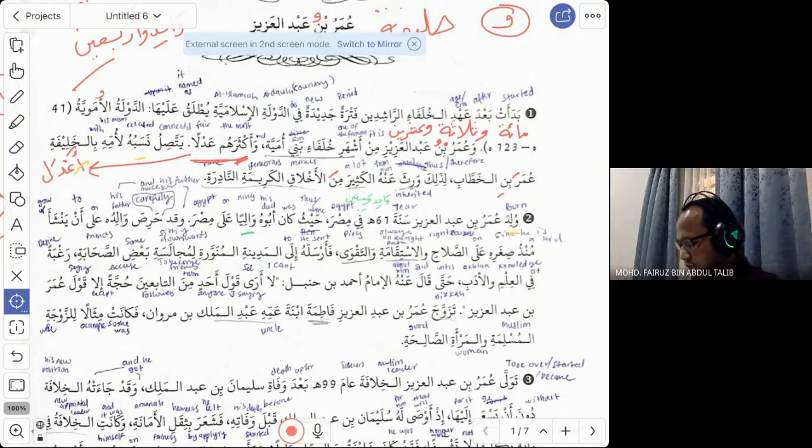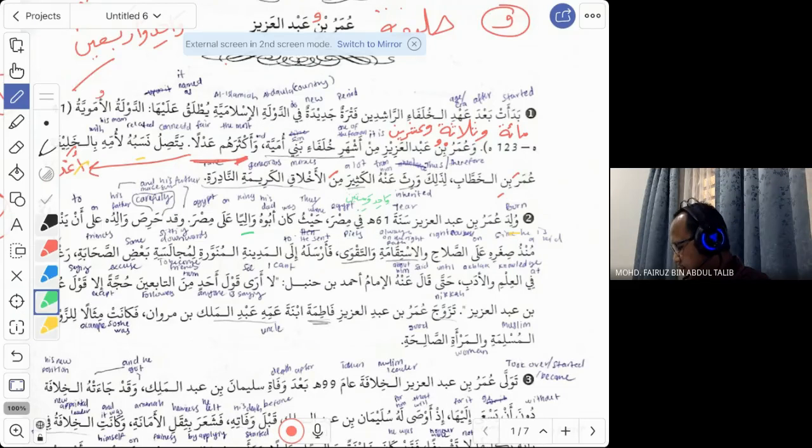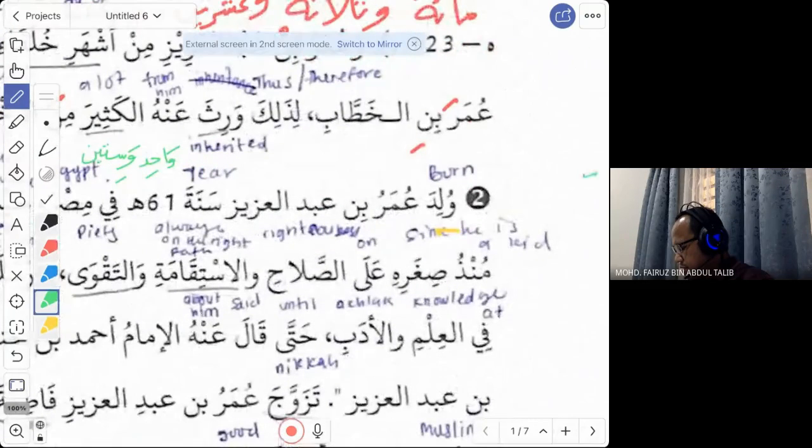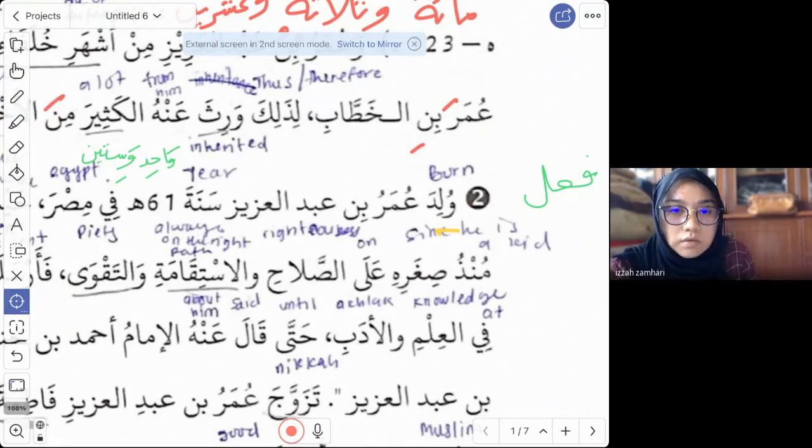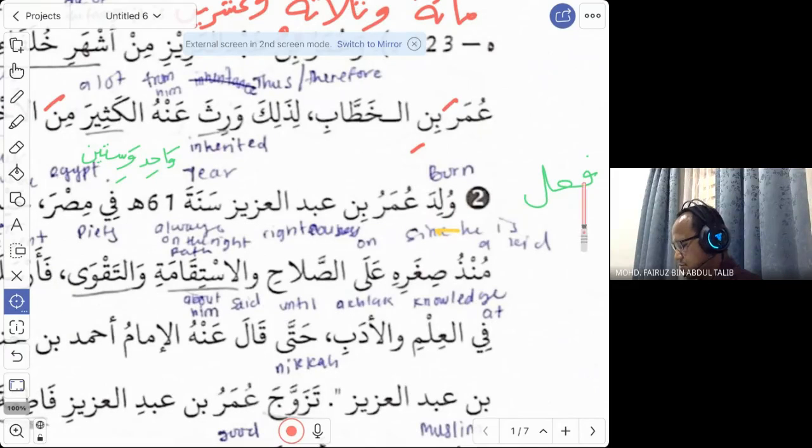If you look at the wazan, what is this wazan? How do you read this word? Is it fa'ala? Wulida, how do you read this?